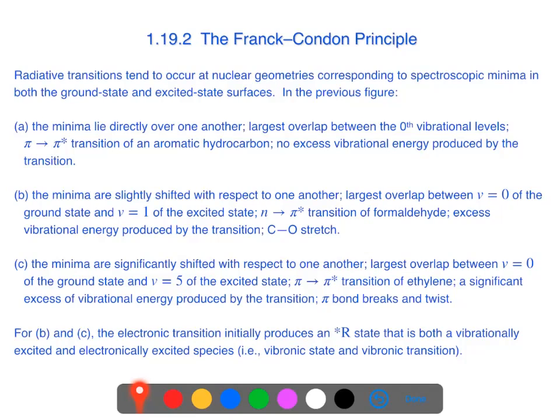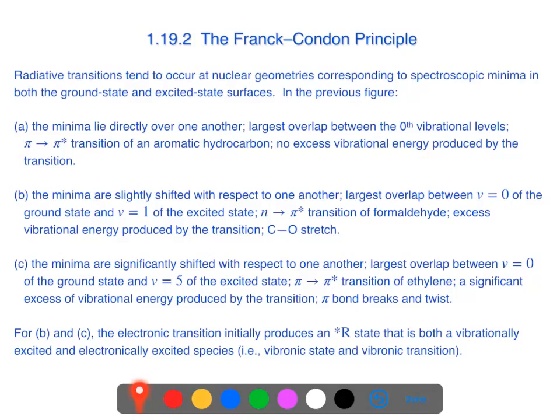And in our third example, case C, where the minima are significantly shifted with respect to one another, we saw that the largest overlap was between the 0th level of the ground state and the 5th level of the excited state. This is typical of a pi to pi star transition of an alkene, where there is a significant amount of excess vibrational energy produced by the transition, resulting from not only the pi bond breaking, but the twisting that occurs about that new sigma bond.